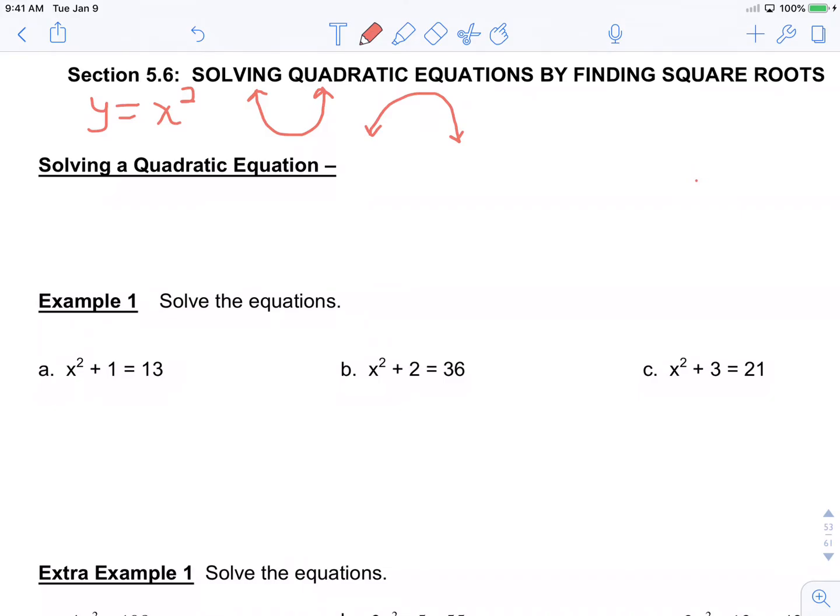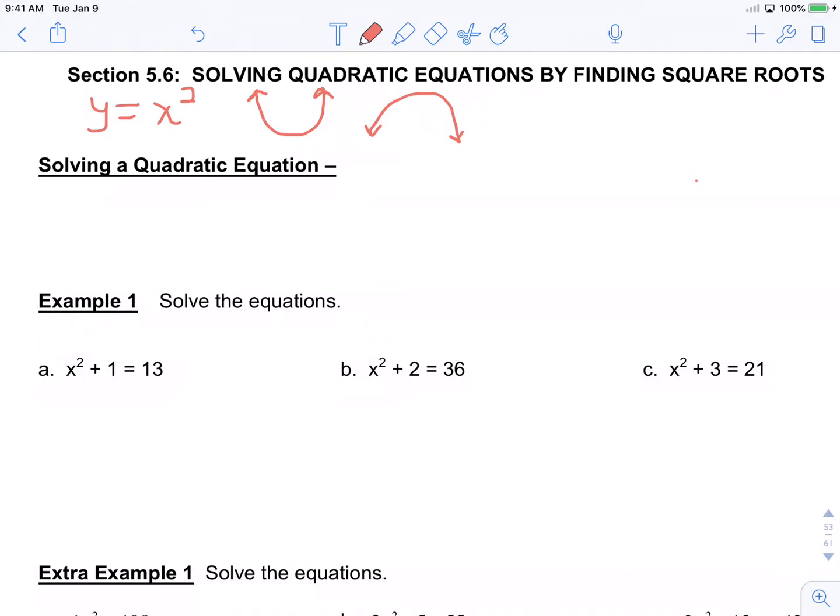So today, we're going to learn about a method for solving equations by using square roots, which is what we've been working with. So the reason we were working on square roots and simplifying square roots was so that we could eventually solve an equation by finding square roots.